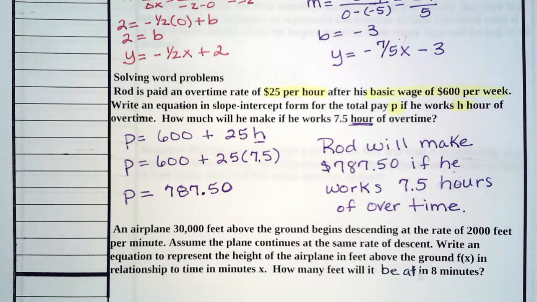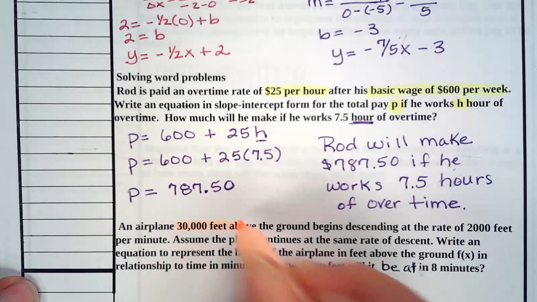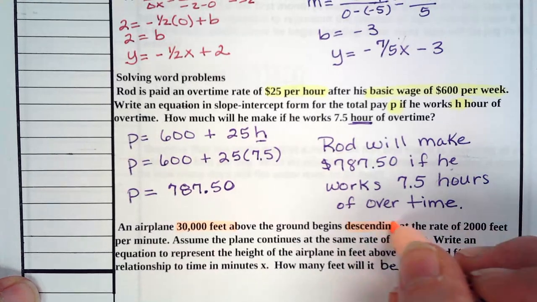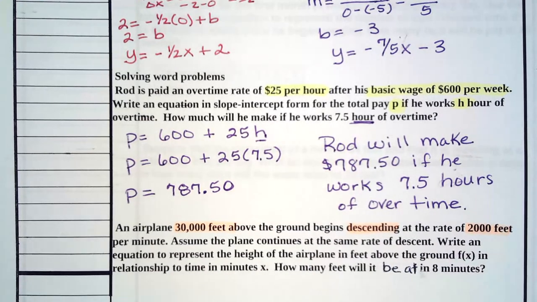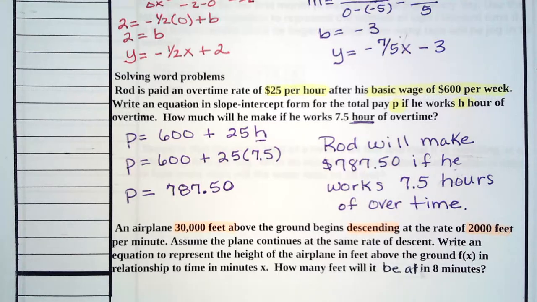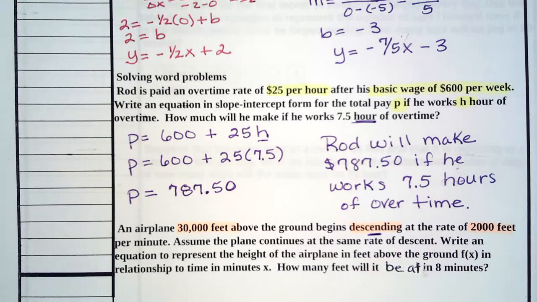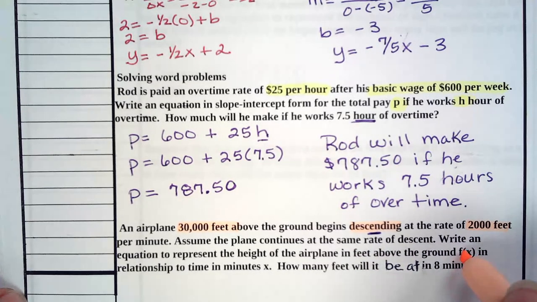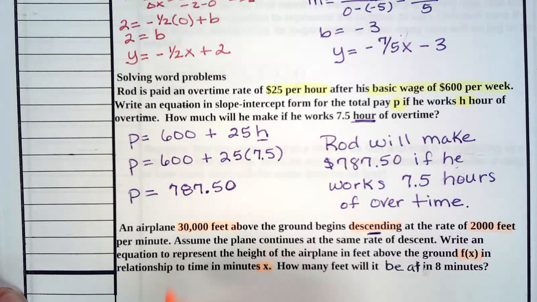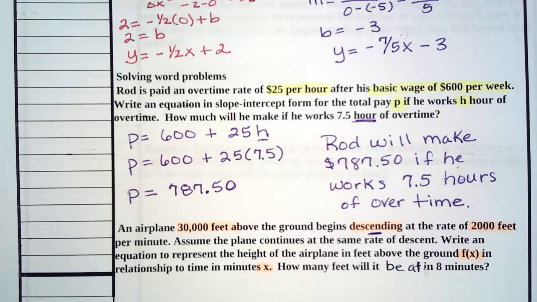Okay, important information. The airplane starts out at 30,000 feet above the ground, descending at 2,000 feet per minute. Descending means what? Adding or subtracting? It means we're going to subtract. Okay, so we're going to use f of x and x. We want to write an equation to show what's going on in this case.